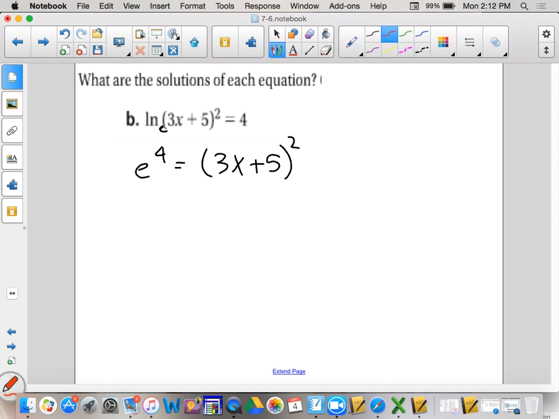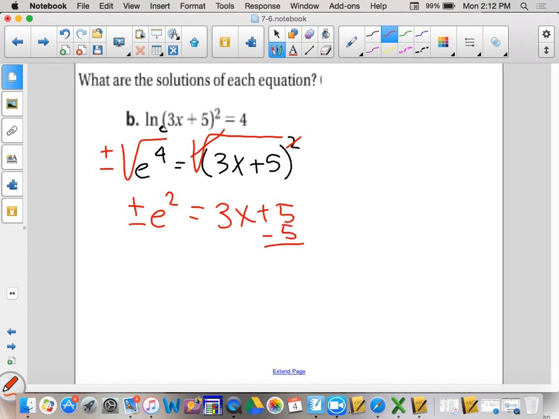Okay, so I can't touch this x because of the square, so what am I going to do? Square root both sides. This square cancels the square root out, and I've got 3x plus 5 on the right side. What happens on the left side? Plus or minus e squared. So what do I do with the 5? So now I have negative 5 plus or minus e squared equals 3x.